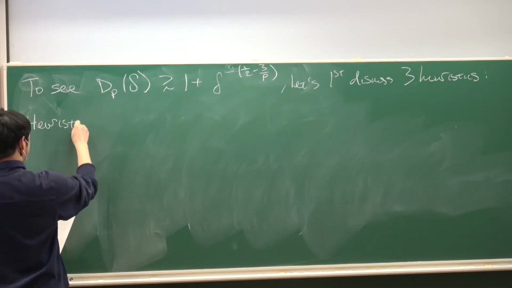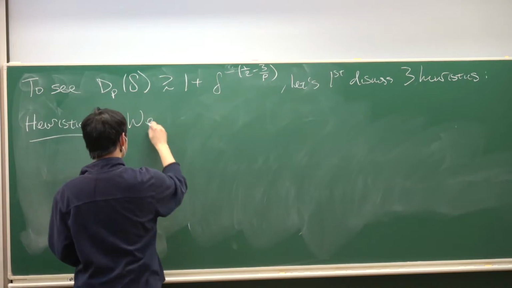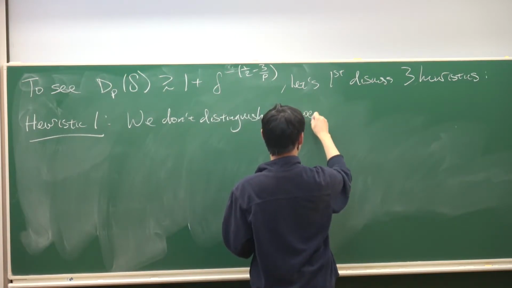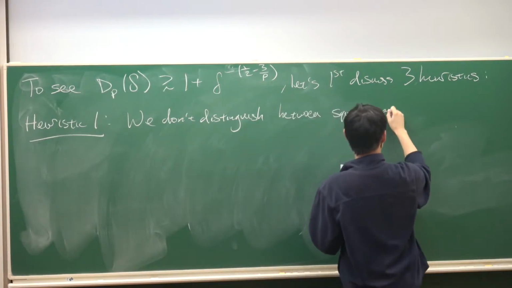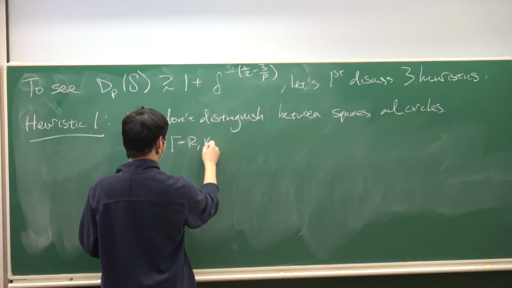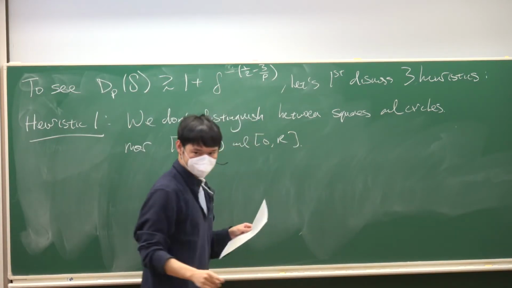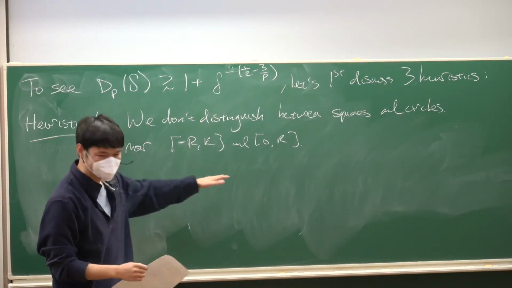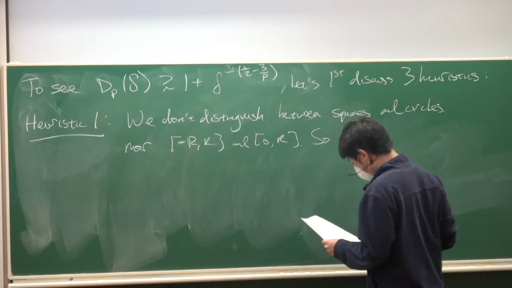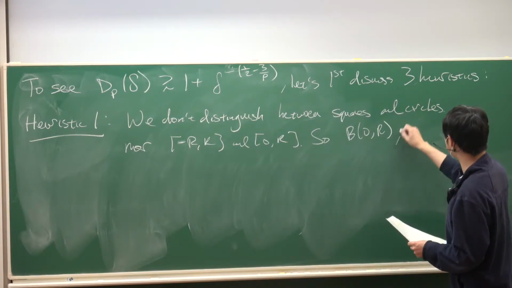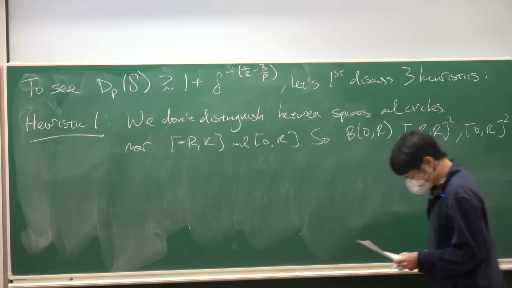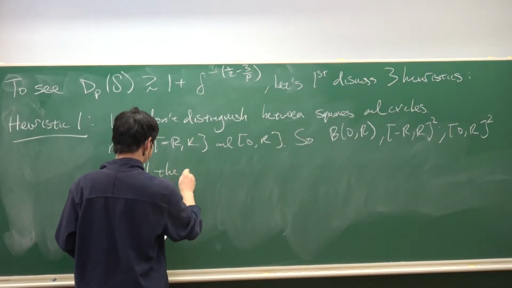Heuristic 1. We don't distinguish between squares and circles, nor the interval, let's say, minus r to r and 0 to r. Our analysis will be blind to what's a square and what's a circle, or whether it's an interval of length 2r or interval of length r. These are all the same object. So when I write B(0, r), is this a ball of radius r? Well, that's the same as the square of size r centered at the origin. They are all the same, heuristically.